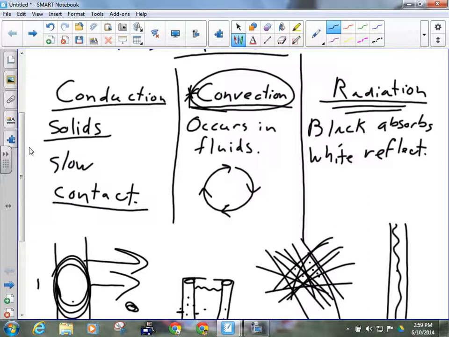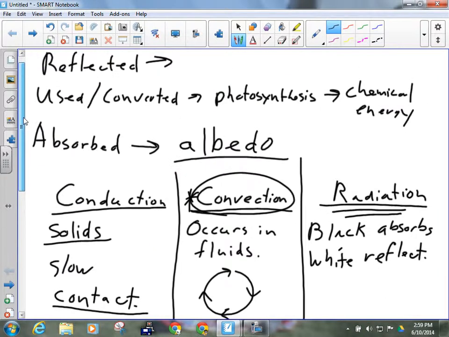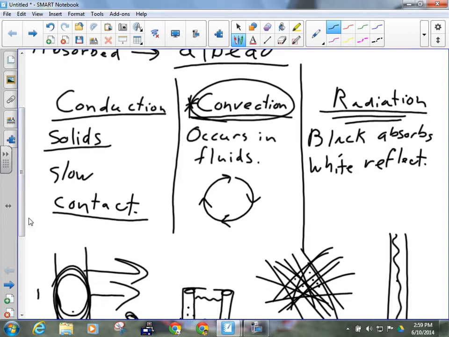So I'm telling you about how you would apply this kind of stuff so you'll know how to do it on the exam. Conduction, convection, radiation. That's how heat is transferred. And remember also the three fates of light when it strikes the earth. It's reflected, it's used or converted by photosynthesis, or absorbed based on the albedo, and then once it's in, this is the stuff that can occur. Once it's absorbed, what do we do with it? What happens to it? How does it get transferred from place to place?